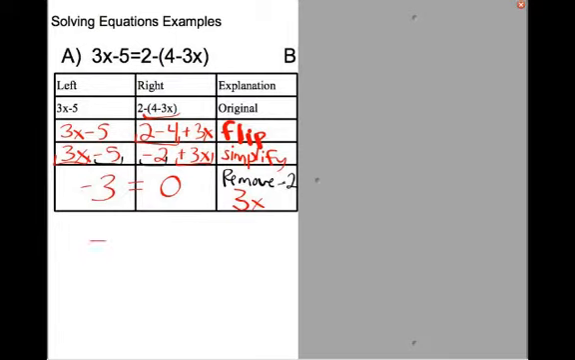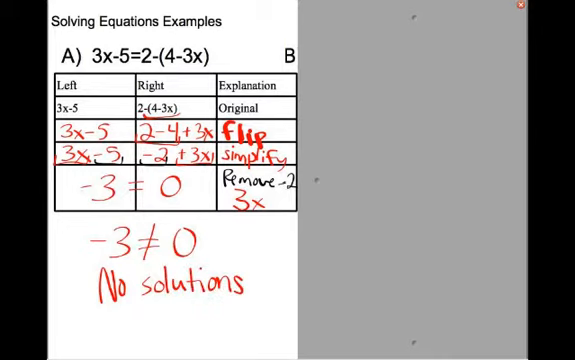That's not true. Negative 3 does not equal 0. So that means that there are no solutions to this equation, because this is never true. You can't ever say that negative 3 equals 0. So we say no solution to this equation. So don't be afraid to see these weird results, but just make sure you think about what that means for the equation. So let's take a look at another example.